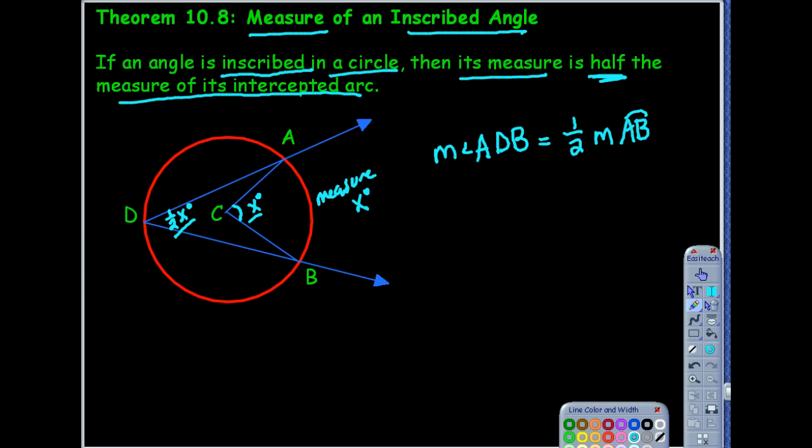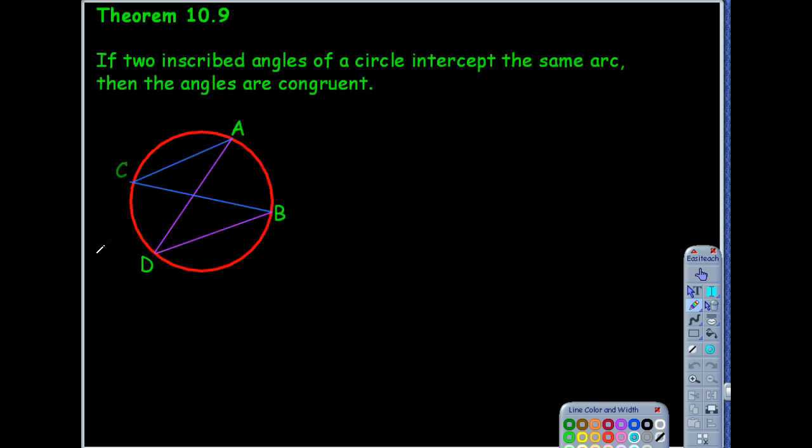All right, here's another theorem. It says, if two inscribed angles of a circle intercept the same arc, so they're both inscribed angles. And again, what makes them inscribed is that they have a vertex that's on the circle and are made up of chords, basically.